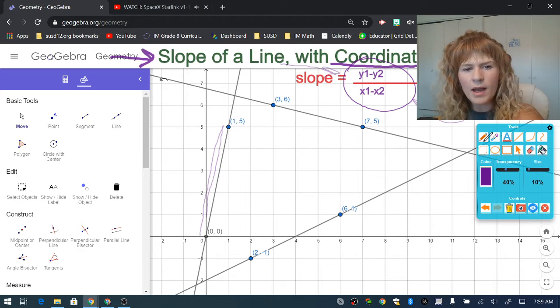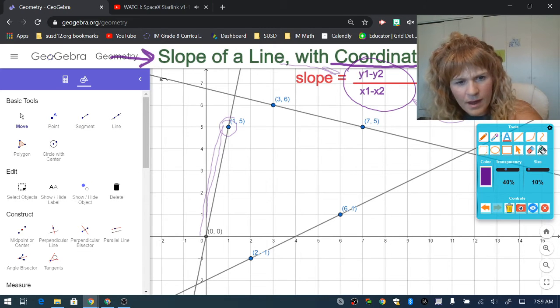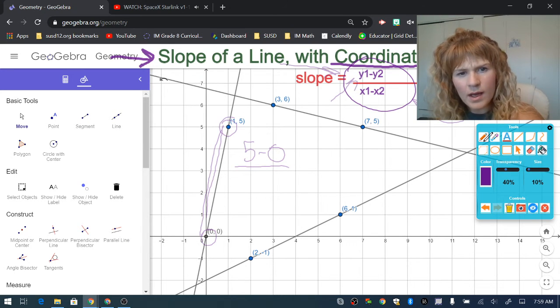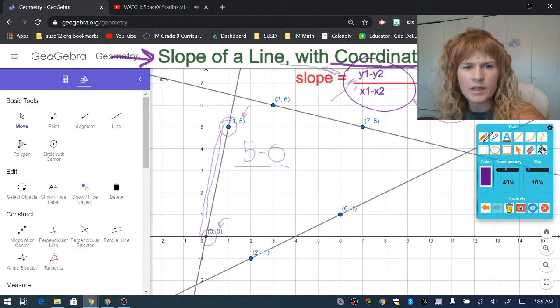Okay, get your y1. So the y value here is 5. The y value here, y2, is 0. So let's write that down, 5 minus 0. I just filled in these numbers here. y1 comes from this 5. y2 comes from this 0. Those are the y coordinates.